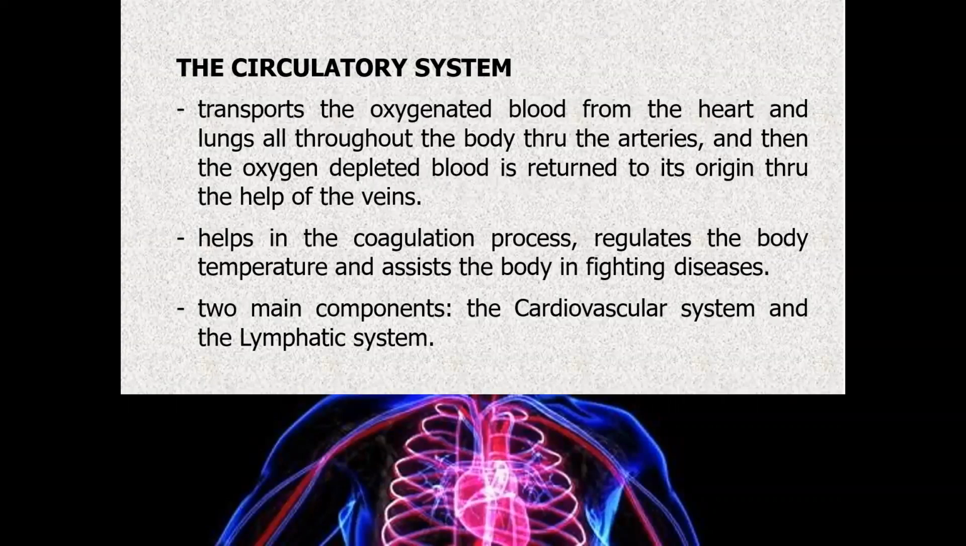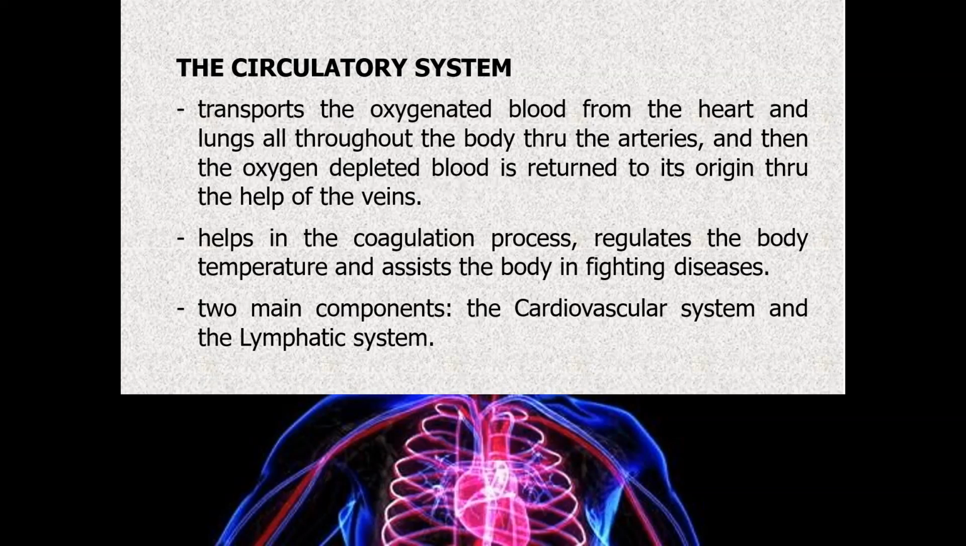Okay, so iisa yun, class, ha. Pag binanggit kong oxygenated blood, it is the same as carbon dioxide depleted blood and oxygen-rich blood. Iisa yun. So the circulatory system transports oxygenated blood or oxygen-rich blood from the heart and lungs and all throughout the body via our arteries. Whereas the oxygen-depleted blood or the carbon dioxide-rich blood is returned to its origin via the veins.